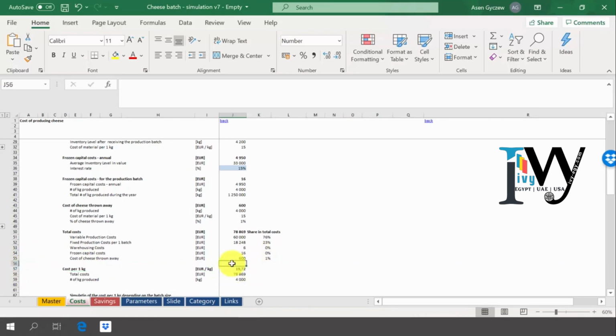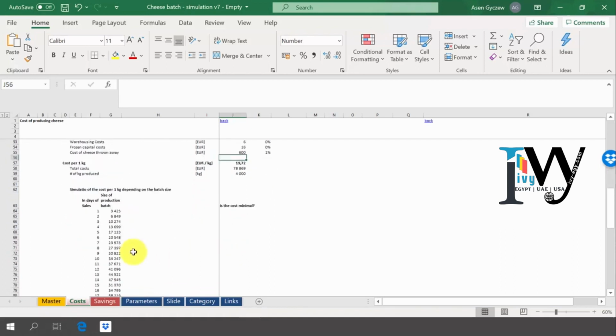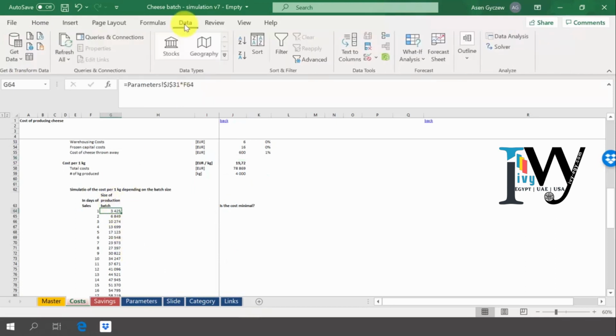Now the question is whether we can produce it cheaper and what would be the total savings if we achieve that. And this is what you will be asked to do in the next step. So please pause the lecture now. Open the file and try to run a simulation using the what-if analysis and data table option.